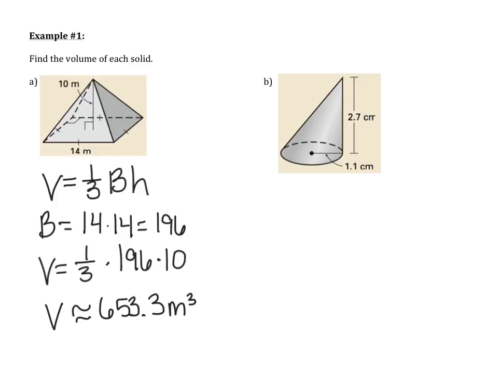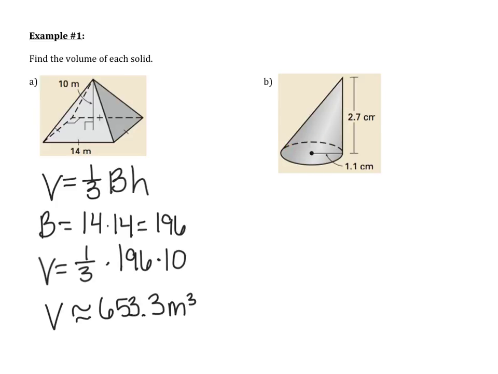Let's move on to part B. We have a cone, and this would be called an oblique cone since it's slanted. But remember, as long as you know what the height is, you would just do it just the same as you would if it was a right, like a straight up and down cone. So it's a cone, so we know the area of the base is going to be that of a circle.